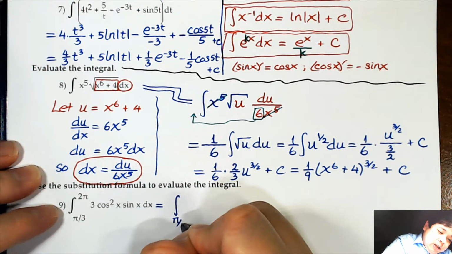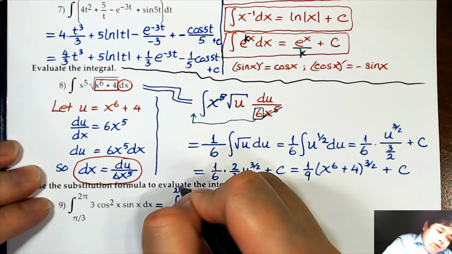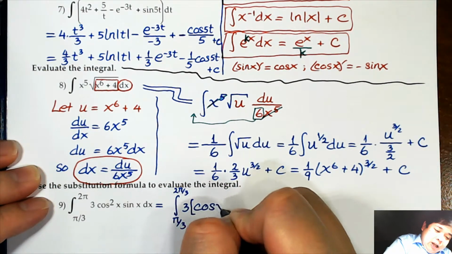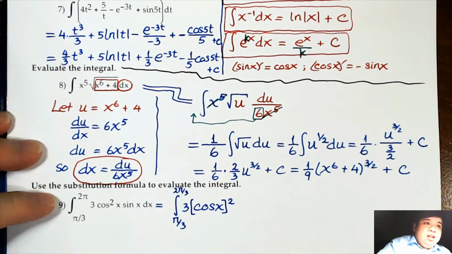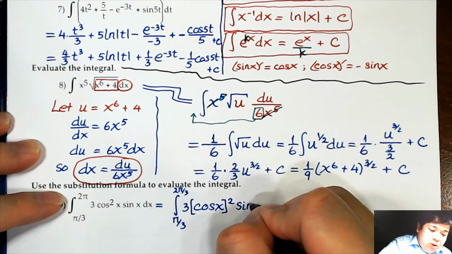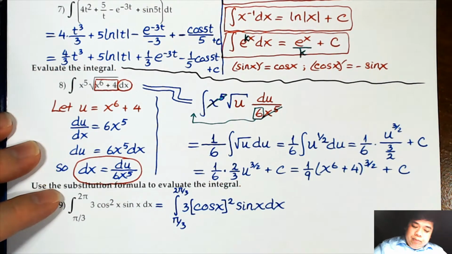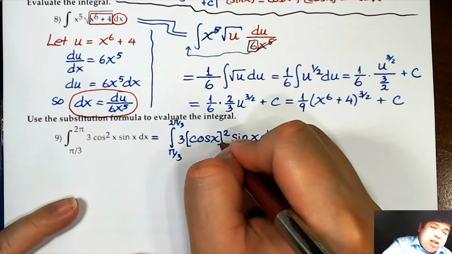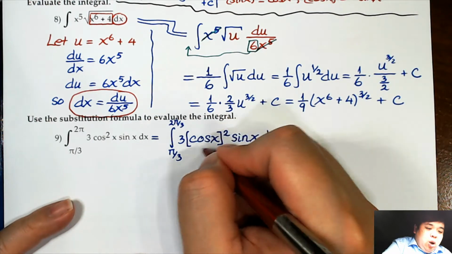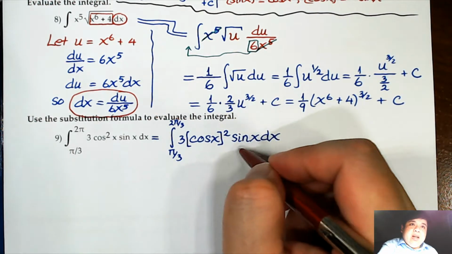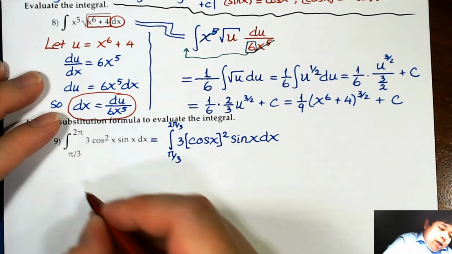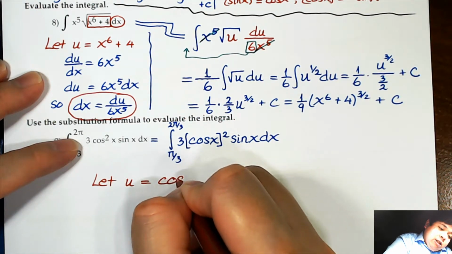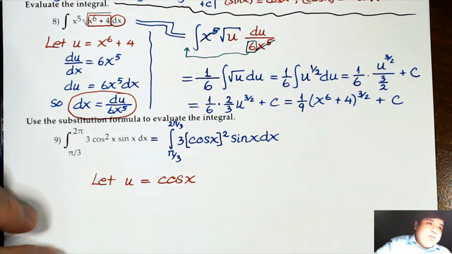Pi over 3 to 2 pi over 3. I want to write cosine squared like this instead. It's easy to visualize. Now, we will let u equal cosine x because the derivative of cosine is negative sine, resembling the rest of the problem. Right. So let u equal cosine of x. Then we can take the derivative.